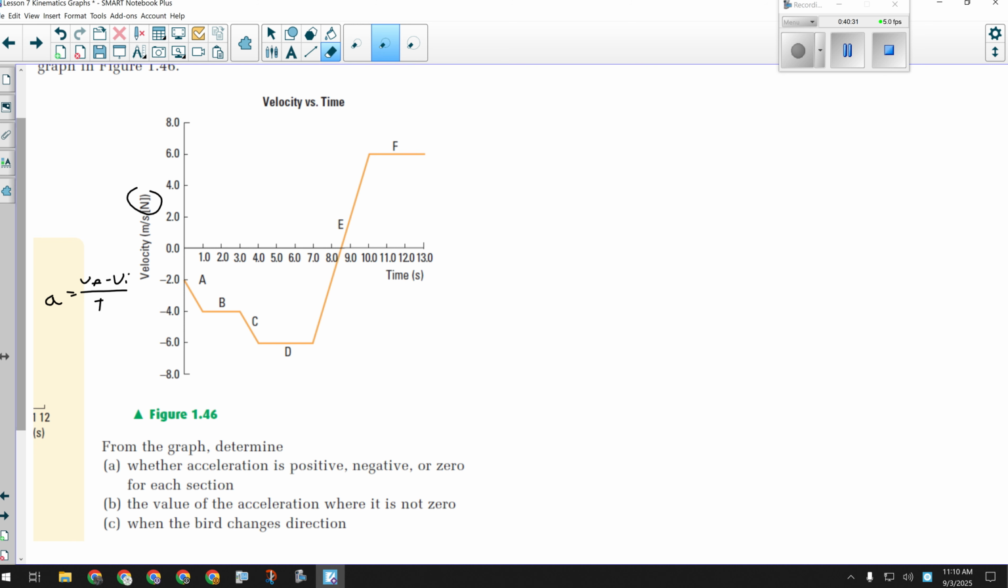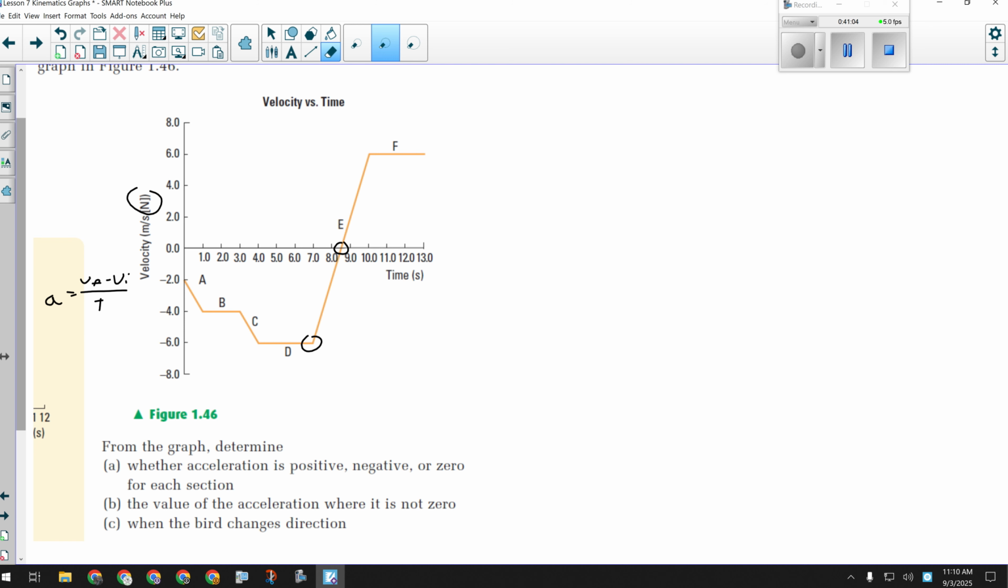At what time does the bird change direction? 8.5 seconds. Okay, most people's gut instinct is 7 seconds. Did the bird change direction here? It's still flying in a negative direction as long as the line is below the x-axis.